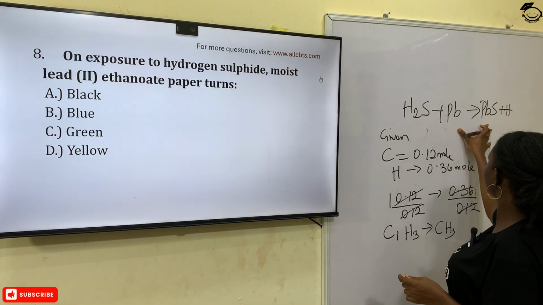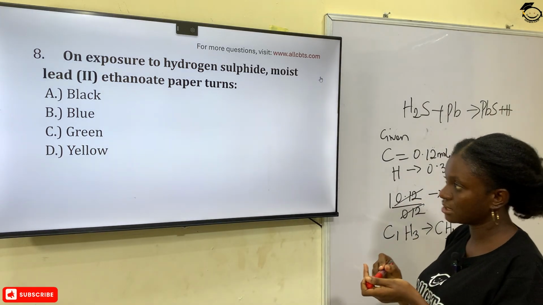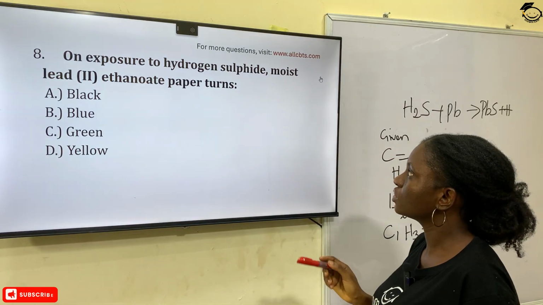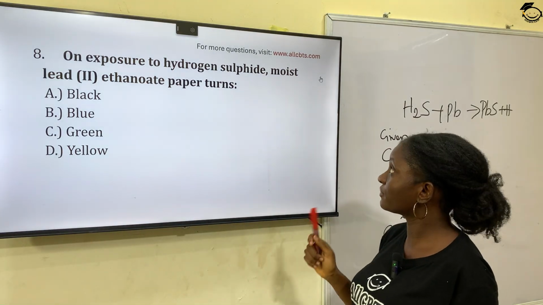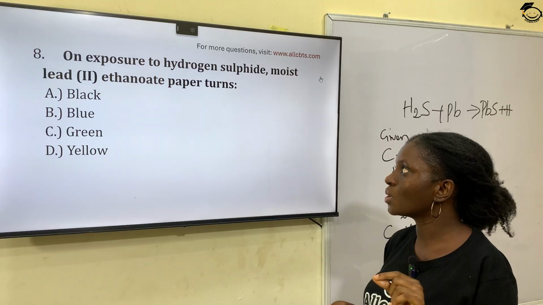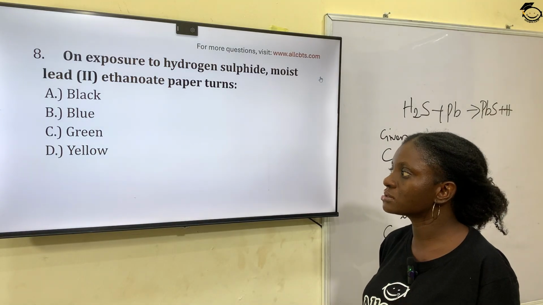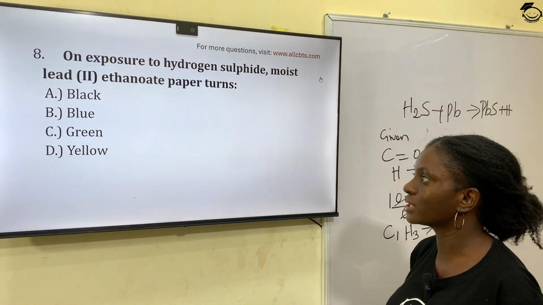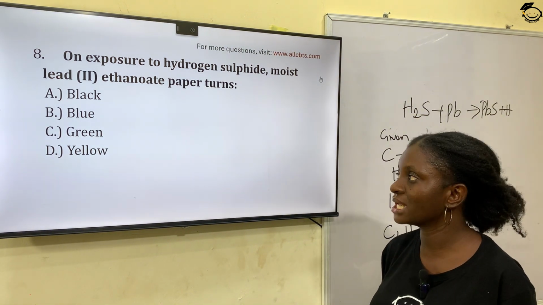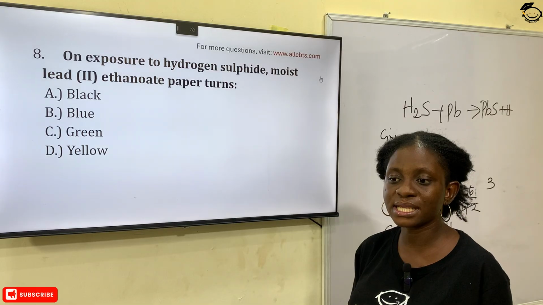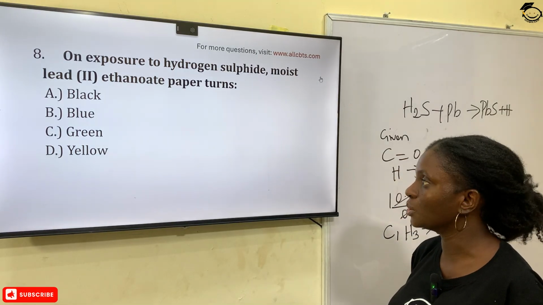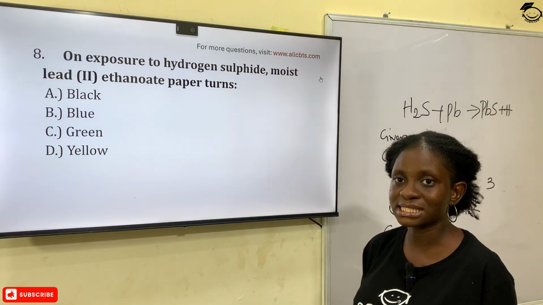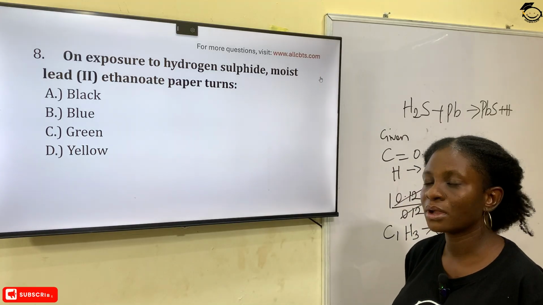So this will give lead sulfide. So on exposure to hydrogen sulfide, moist lead(II) ethanoate turns black. So that's the correct answer. We have option A, black, option B, blue, option C, green, option D, yellow.